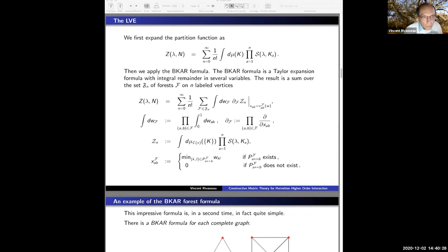We expand the partition function as an integral, a sum of an integral of the vertices, as in a perturbative theory. Then we apply the BKAR formula. The BKAR formula is a Taylor expansion formula with integral remainder in several variables. The result is a sum over the set of forests F on N labeled vertices of an integral.